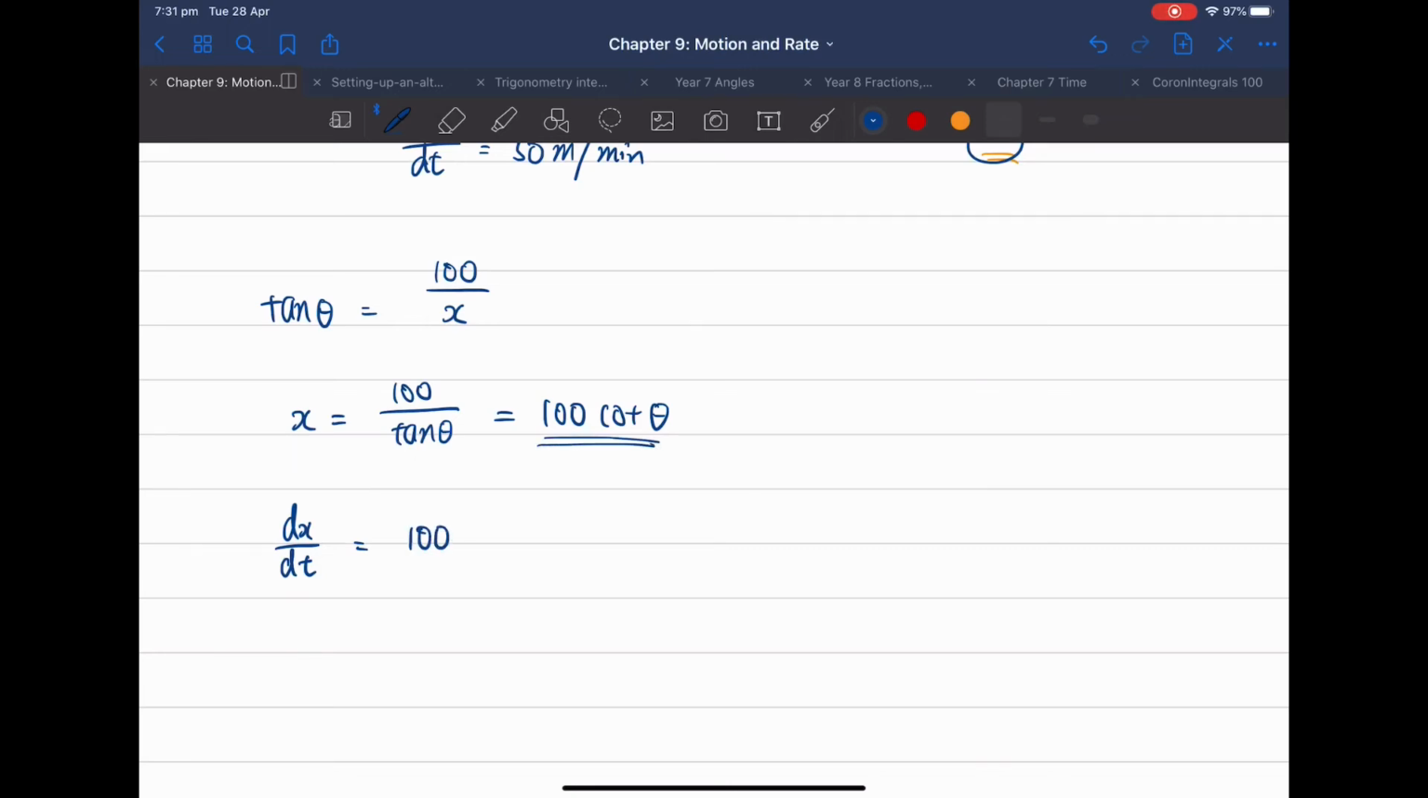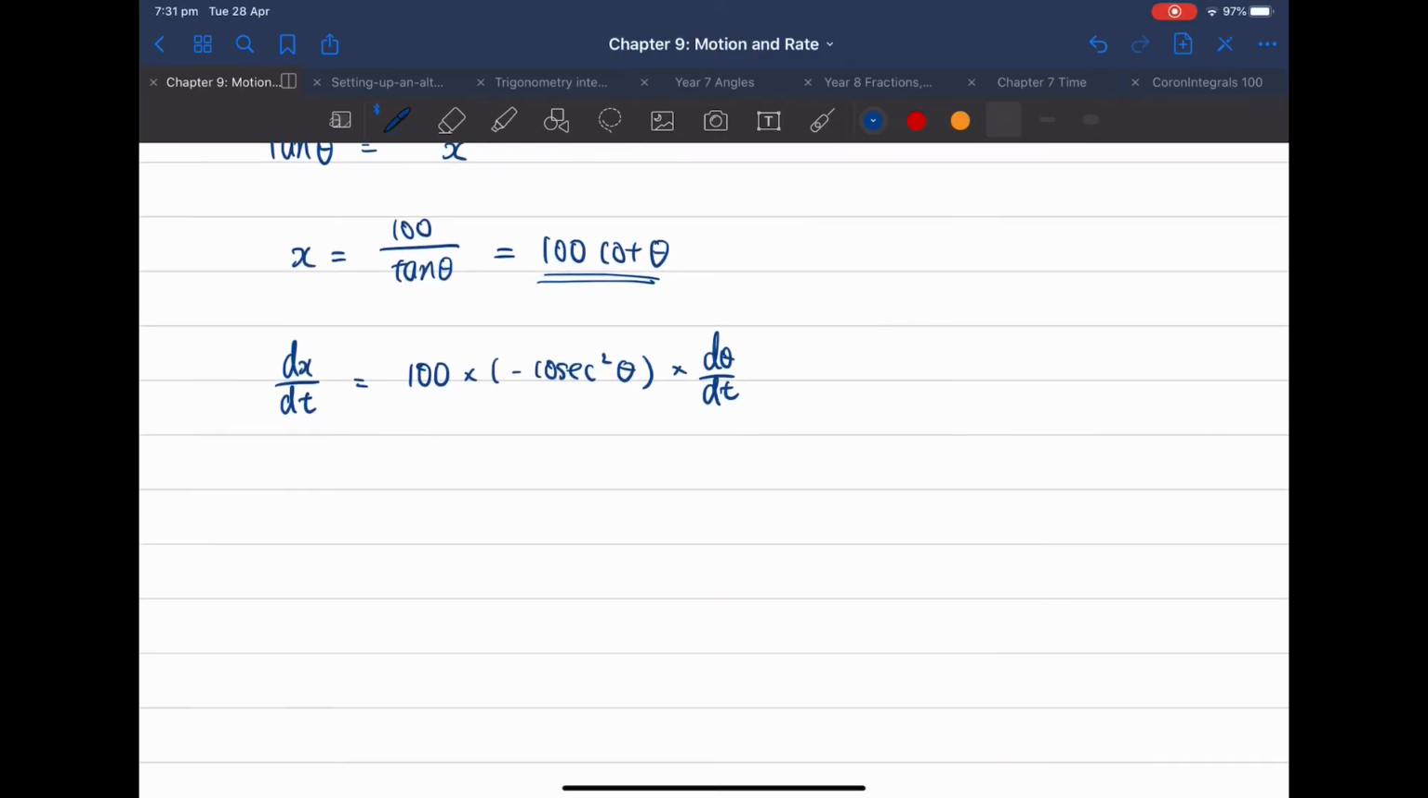Differentiate cotangent theta is negative cosec square theta, and it times by d theta over dt. That's what we need to get. All right, now dx over dt is equal to negative 100 over, let's change that cosec square theta back to sine square theta, and we're times by d theta over dt.